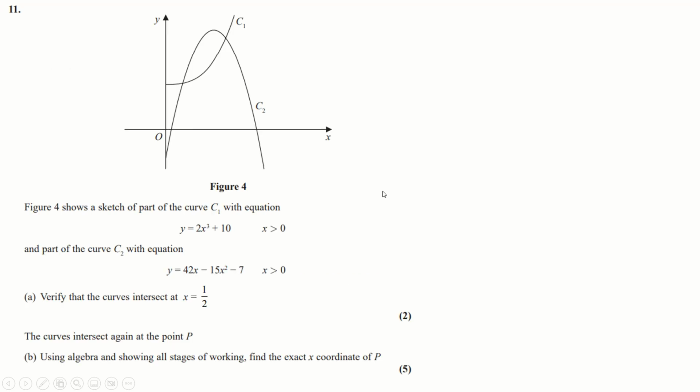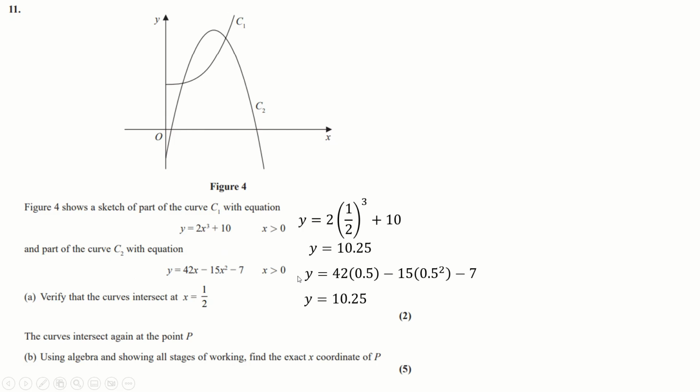Question 11 then. So we've got verify the curves intersect at x is a half. All you have to do here is set x equal to half into here, which gives you that, and then put x as a half into here, which also gives you that, so that you can verify that they intersect at 0.5, 10.25.